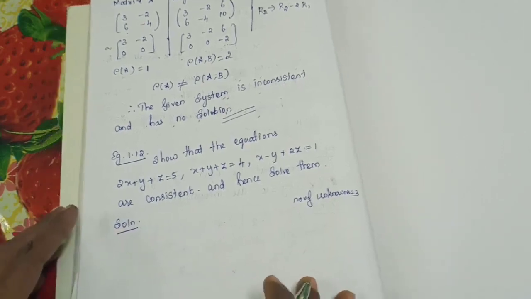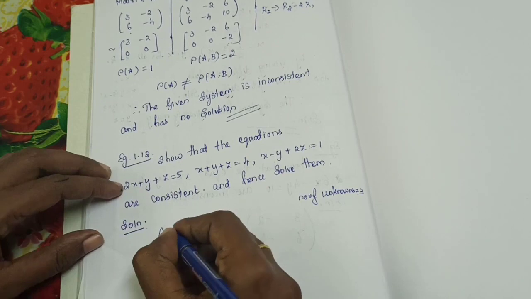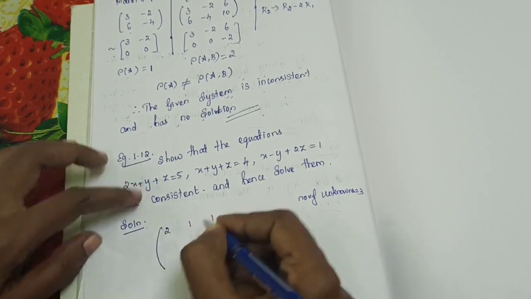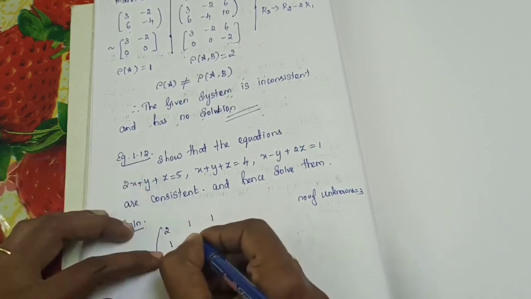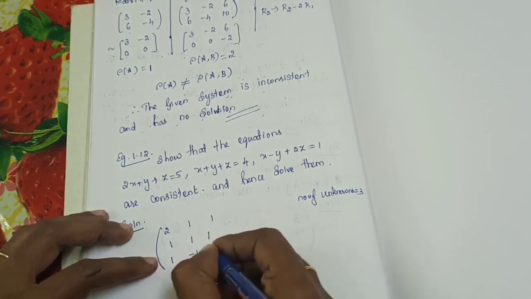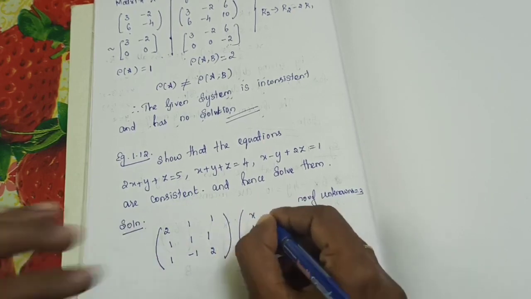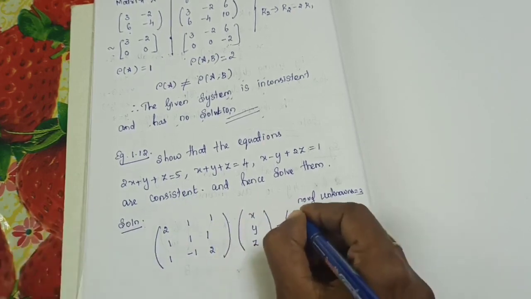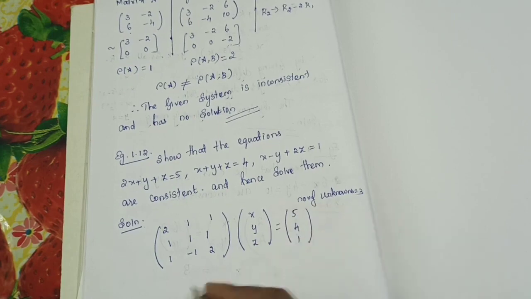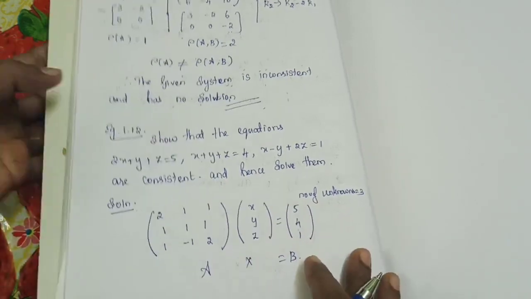The remaining is the same as the previous question. First we are going to write it in the form of AX equal to B. So 2, 1, 1; then 1, 1, 1; then 1, minus 1, 2; then x, y, z. This everything we learned last year. Then 5, 4, 1. Now it's in the form of AX equals B. Understand? Okay.